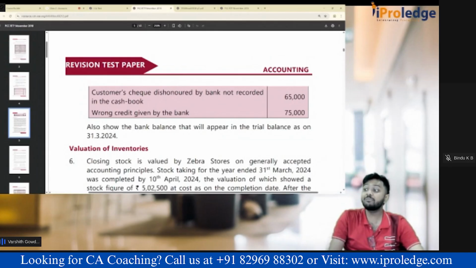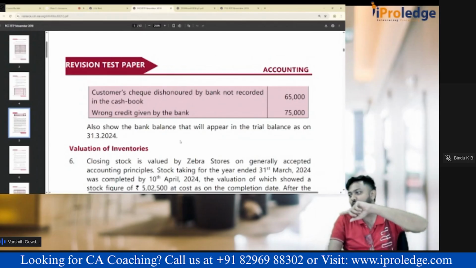Wrong credit given by the bank. Yes. Because can I do something? Can I recognize that income? No, that is not my income. So the bank should only rectify it in BRS. That's all. Now how do I make that bifurcation?